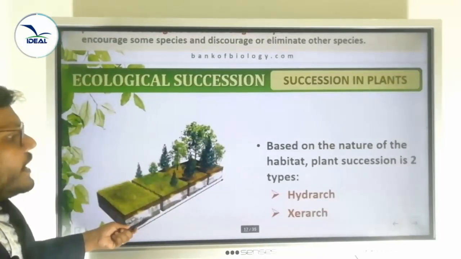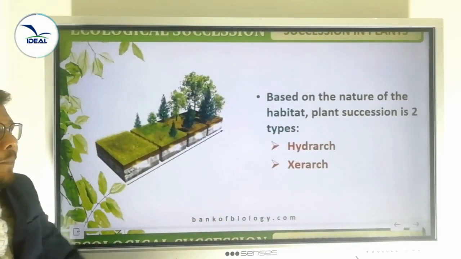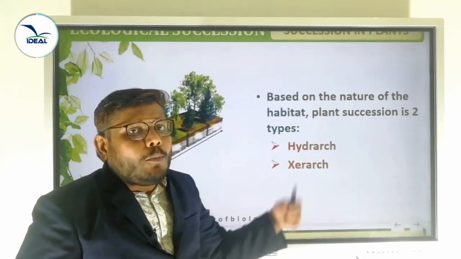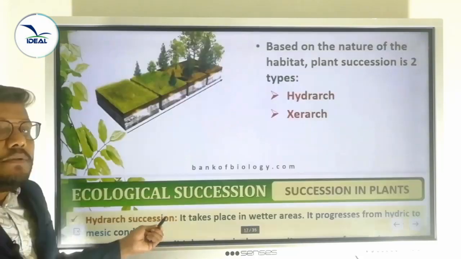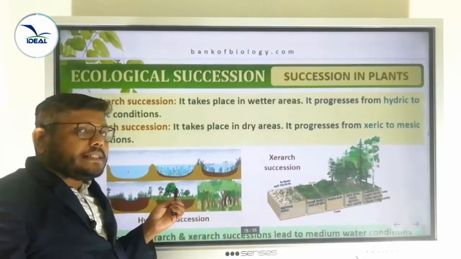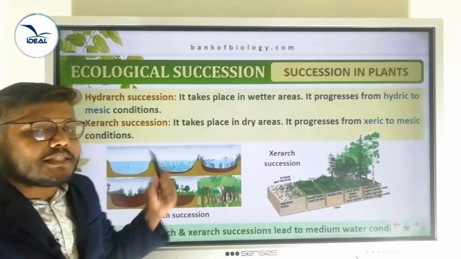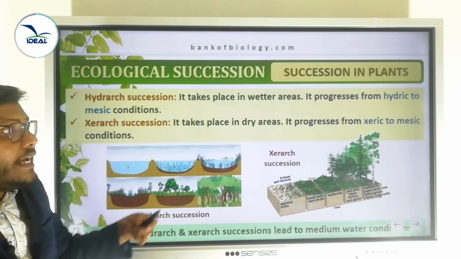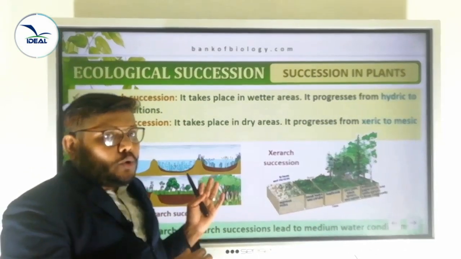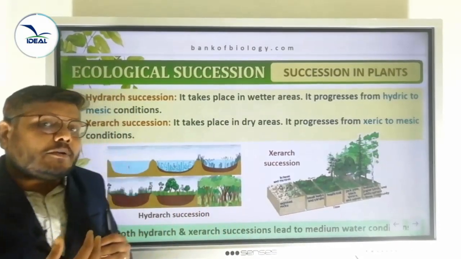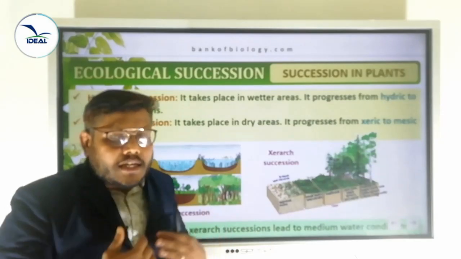Based on the nature of the habitat, plant successions are of two types: hydrarch succession and xerarch succession. If the succession takes place in a wetter area or in water, that is called hydrarch succession, or hydrosere. It progresses from hydric to mesic condition, from water to mesic condition. Mesic condition means neither too dry nor too wet.